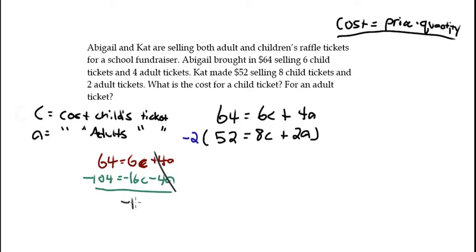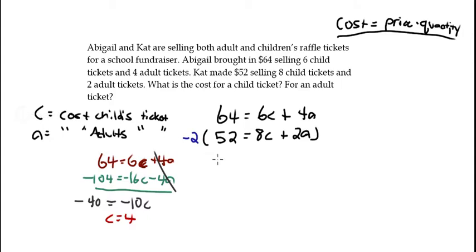So we get negative 10c equals, what is 64 minus 104? It's the same thing as 104 minus 64, just negative. So we get negative 40. And we solve that, and we get c is equal to 4. So we've got c. The cost of one child's ticket is $4.